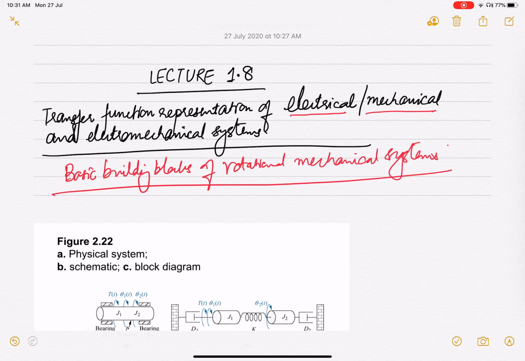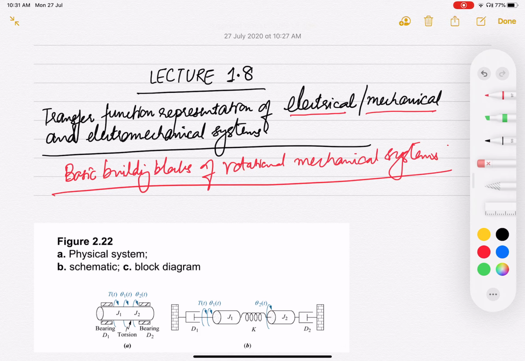Okay, so today we start with lecture 1.8. We have been talking about transfer function representation of electrical, mechanical, and electromechanical systems. Today we are going to talk about rotational systems. Last time we did translational mechanical systems in detail.